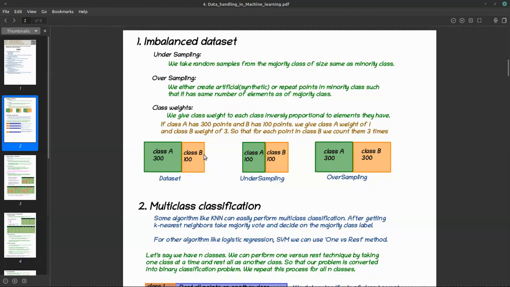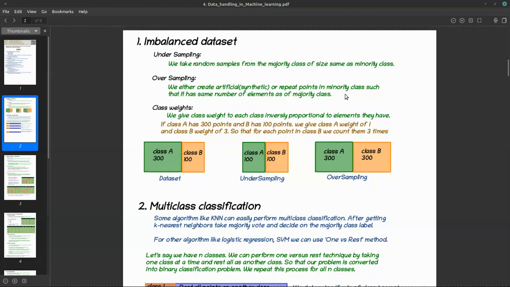So what oversampling is: out of these 100 points, take random batches of 50, let's say 6 times 50, or just repeat the data points. So it is the same as class weight. Class weight is, if I encounter 1 point of class B, I will count it as 3. So 1 point of class B is equal to 3 points of class B. So it would be counted thrice, and that way you can apply the class weights.